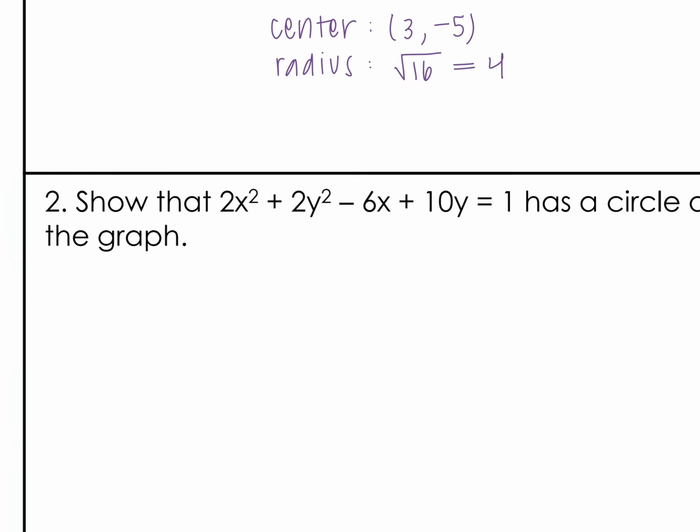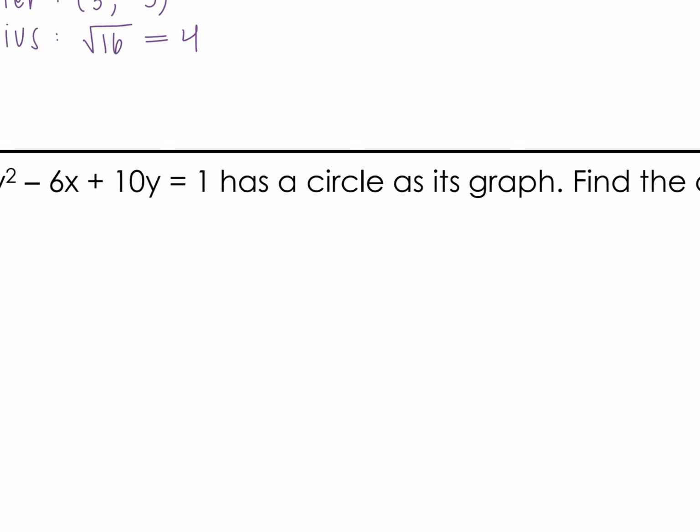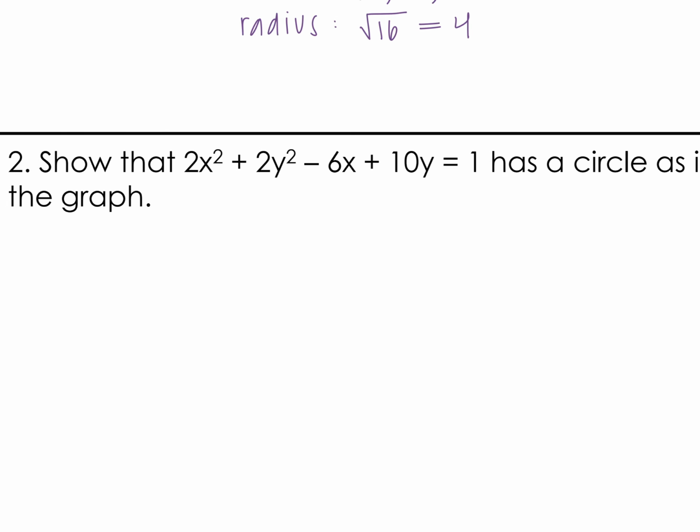And we have, show that 2x squared plus 2y squared minus 6x plus 10y equals 1 is going to have a circle as its graph. All right, so we're going to do the same thing we did in the previous one. We are going to follow through those steps of completing our square, and then once we have that, we can find our center, our radius, and we can then plot it on the graph.